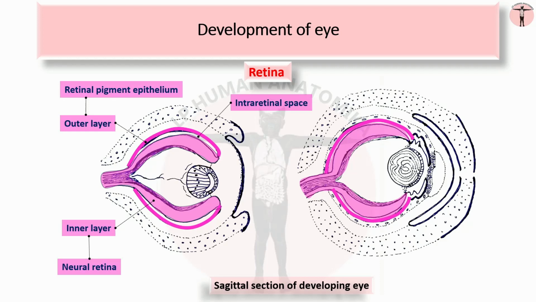As the inner layer thickens more and more, the two layers of the retina fuse with each other and the intraretinal space obliterates and disappears. Because the optic cup is an outgrowth of the forebrain, the layers of the optic cup are continuous with the wall of the brain. If the retinal pigment epithelium, which is the first retinal layer to differentiate, has to develop, it is essential that the two layers of the optic cup oppose each other.